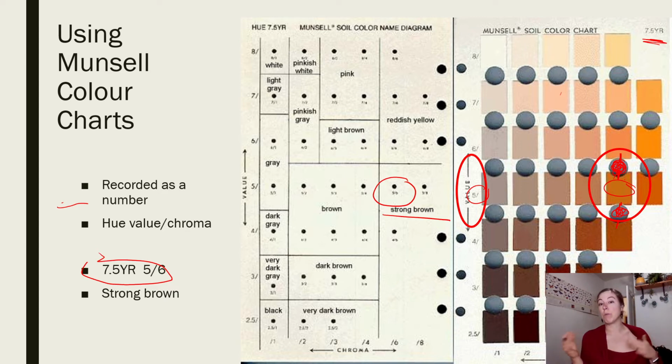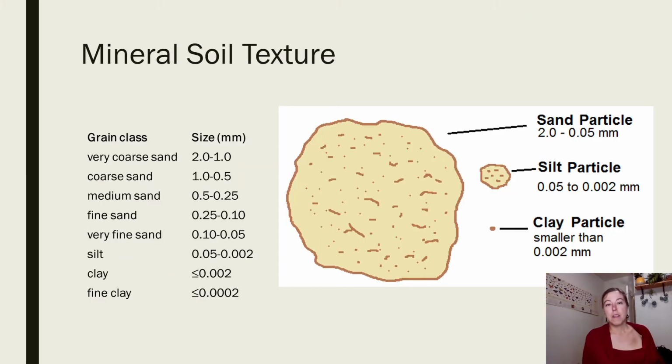And then you would say whether it was dry or moist, because soils have different colors depending on whether they're wet or dry. The next thing after the color is the mineral texture. So color and texture are the ways that we distinguish between different horizons. So knowing the color and the texture is the two most important parts of each horizon's description.